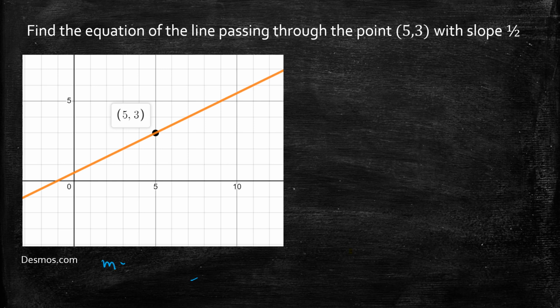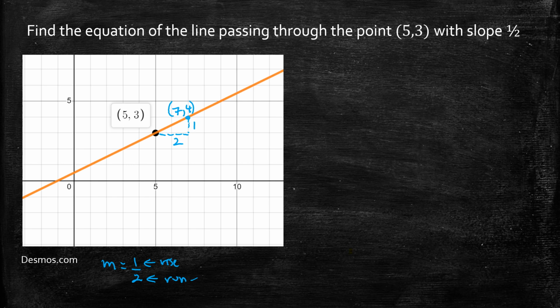So we know that the slope is 1/2, and we know that slope is rise over run. So from the point (5, 3), we could move out 2 to the right and 1 up and discover that the coordinates of the point (7, 4), that point is on the line.